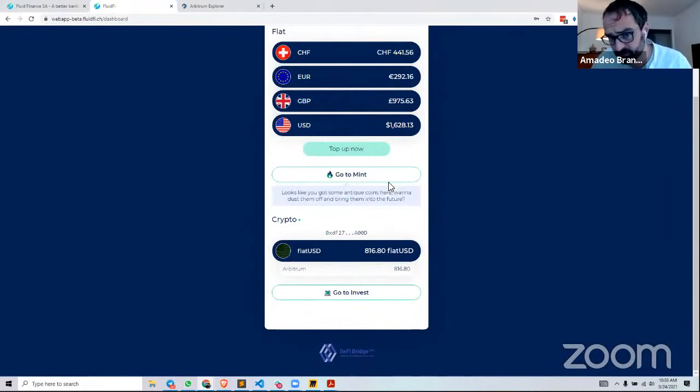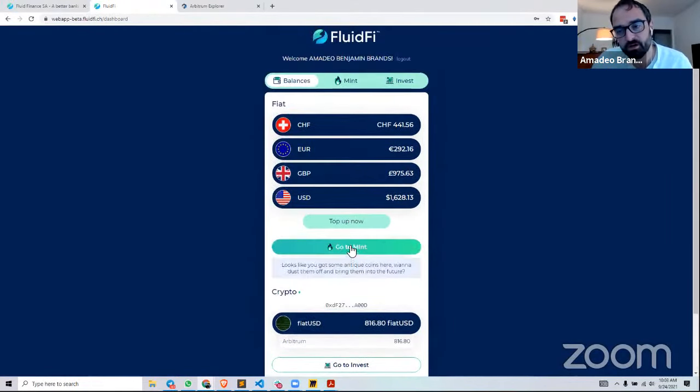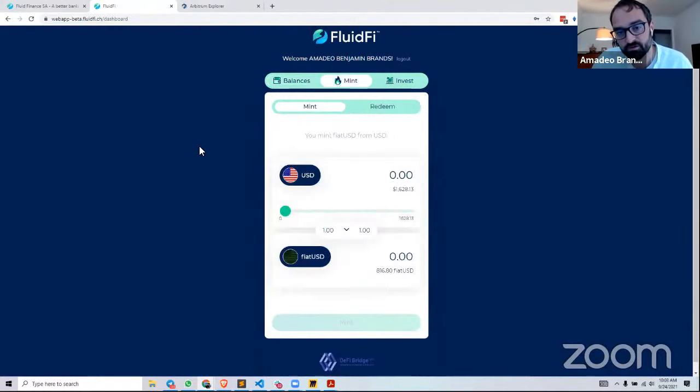Then of course, the most important thing is that we have a mint function where you can actually mint your own stablecoin. As you can see here, we can go from US dollars to fiat USD, meaning that you have your own on-chain stablecoin that you mint yourself. Instead of, if you go to Coinbase, it's Circle that prints a big pile of money. You don't know if it's backed or not.